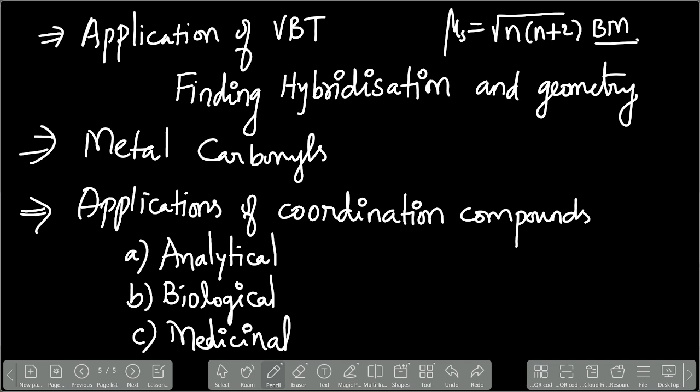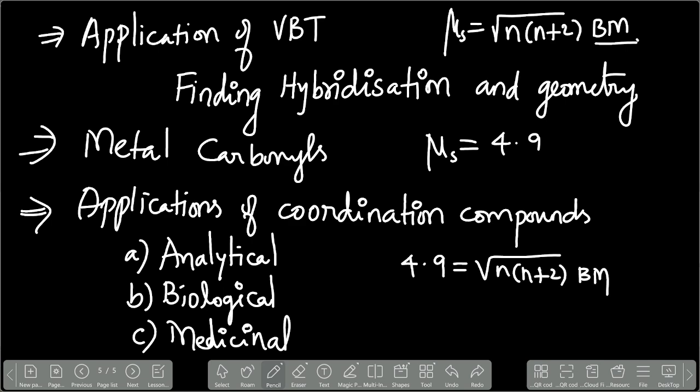While starting the revision, I mentioned the difficulty level, 3 marks, right? Here also a question is there: calculate the number of unpaired electrons if mu s value is 4.9. It's a numerical only, right? Actually, what is the meaning of that? 4.9 is equal to square root of n into n plus 2 BM. Am I right? So to remove the square root, you should square it, right?